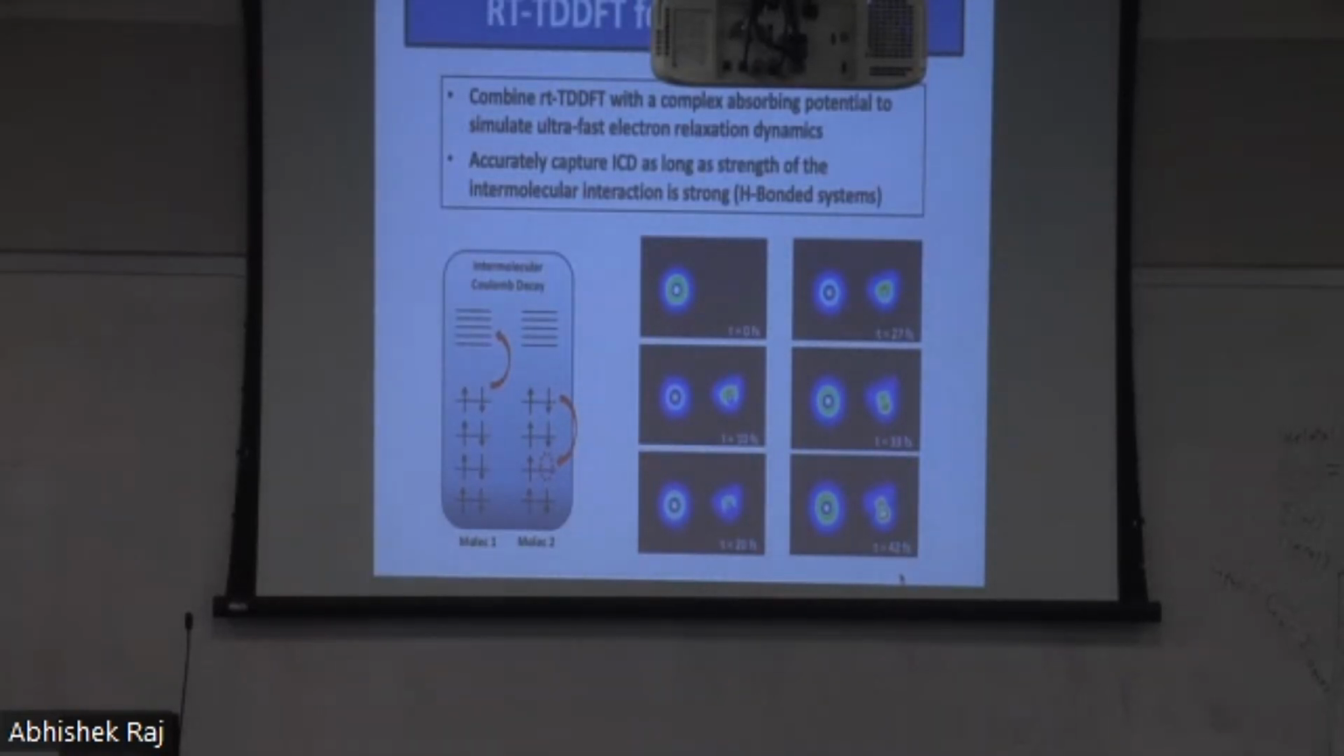That being said, in summary, by combining real-time DFT with these complex absorbing potentials, using these long-range corrected functionals, we really are able to show that we can accurately capture ICD within these weakly bound systems, as long as the strength of the intermolecular interaction is relatively strong. So if we stick to hydrogen bonding systems, or I showed water argon, where argon was large enough that the interaction is strong, if we stay within that class of systems, we're able to get things pretty darn right. If you move to too weak of systems, that's when things start to break down.